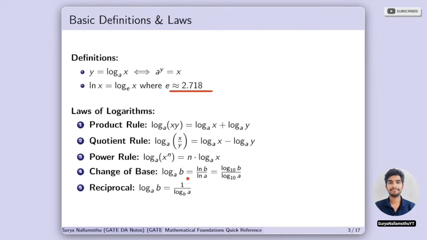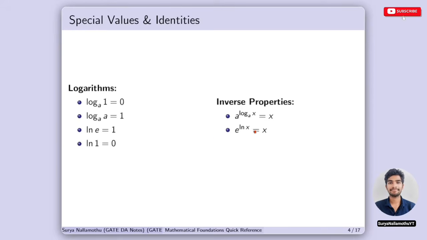Change of base: log b base a, then the formula becomes ln b by ln a. The reciprocal formula becomes log of b base a, then when we reciprocal them it is 1 by log a base b, that means the base will be converted into that term, and the term will be converted into the base. This is the formula for the logarithms.